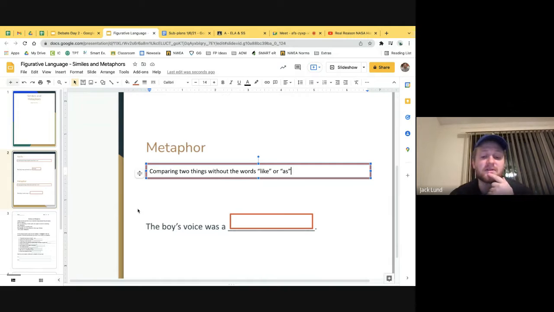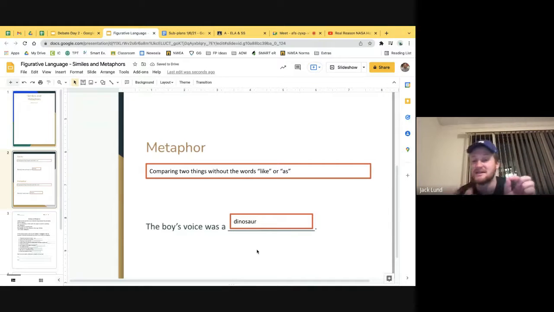So we look down here below. It's the exact same thing. We're going to compare the boy to a dinosaur. We're saying the boy is very similar to a dinosaur. However, there is no like in this sentence here. There is no as in this sentence. The boy's voice was a dinosaur. All right, that's a metaphor. So simile does use the words like and as. Metaphor does not. Now the slide that we just typed up right here, you're going to use this slide in order to do the next couple of pages.